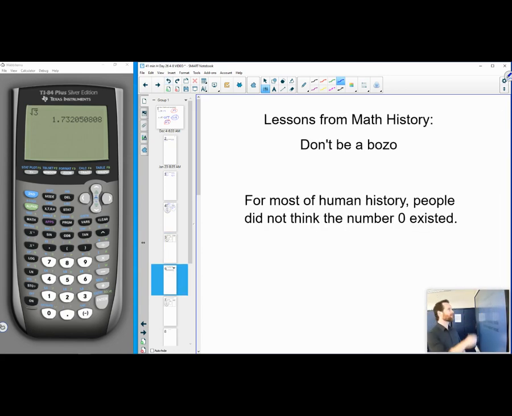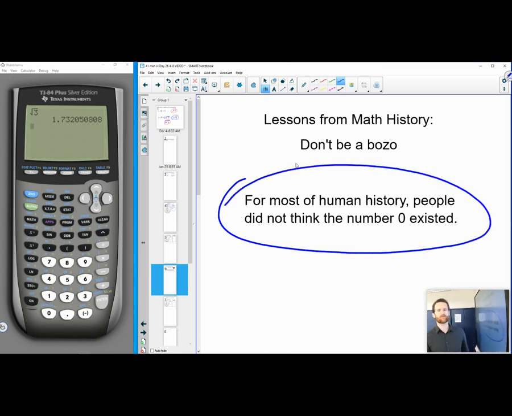Here's a lesson from math history. You don't want to be a bozo. A lot of times throughout history, a new type of number came up that we just take for granted at this point. But back when it was first invented or discovered or first started to be used, people were like, oh, that number doesn't exist. For example, for most of human history, people did not think the number zero existed. The number zero didn't start showing up till, depending on which source you use, around 3 BC or 4 AD, or some people even say in India around 600 or something like that. I'd have to double check my dates there, but it's something like that.